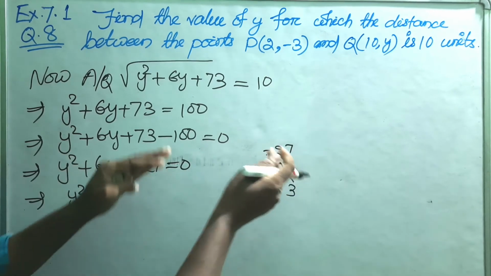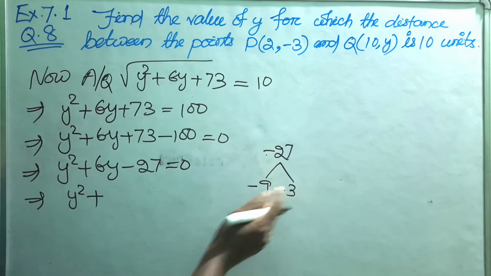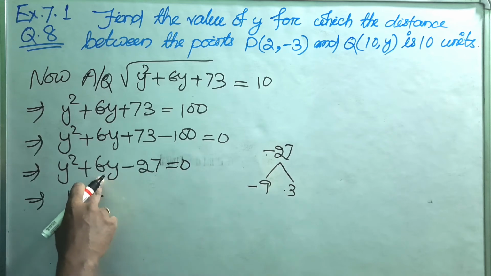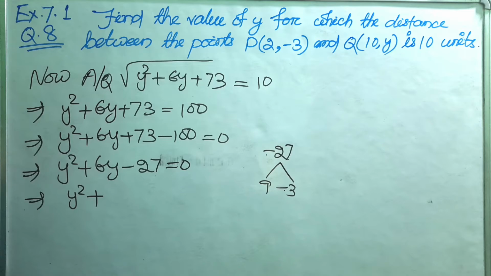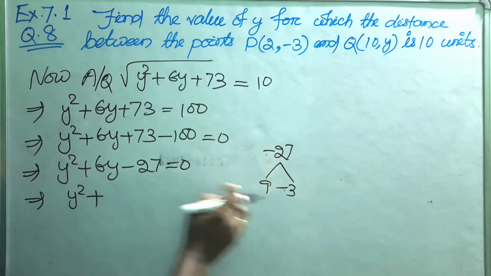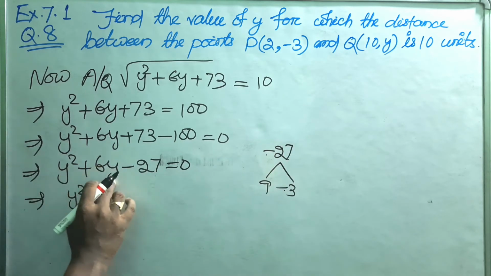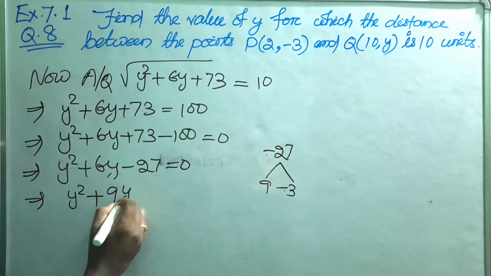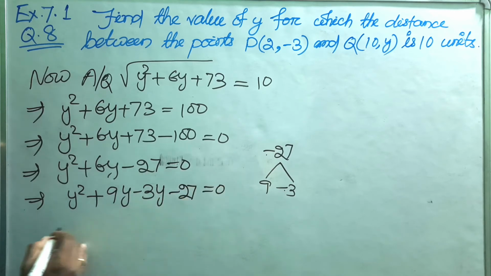But here we have to find minus 27. So you can take this one as minus or this one as minus. If you take 9 as minus, then on addition it will not give plus 6. So that is why you have to take 3 as minus. You can take minus 3. Now on addition it will give 6, and on multiplication it will give minus 27. So split this middle term in this form. That means you have to write y square plus 9y minus 3y minus 27, so this is equal to 0.